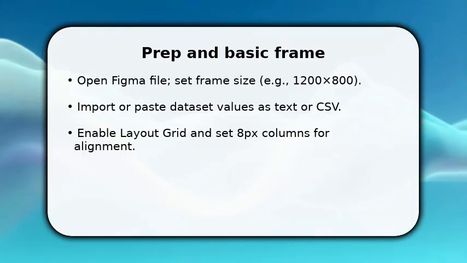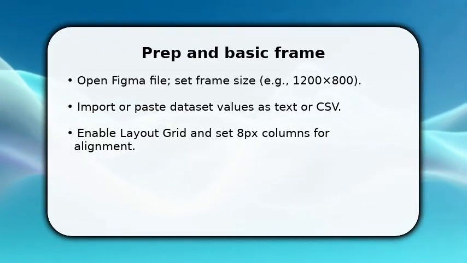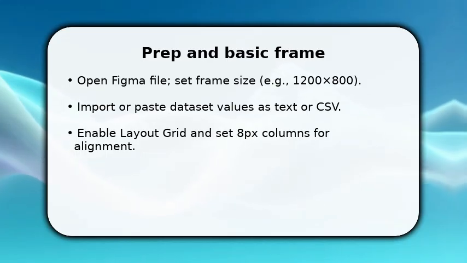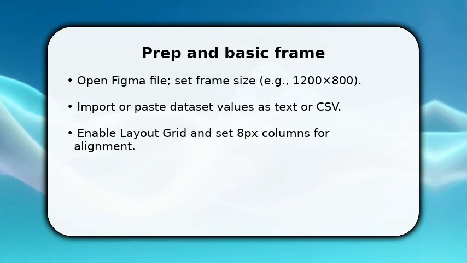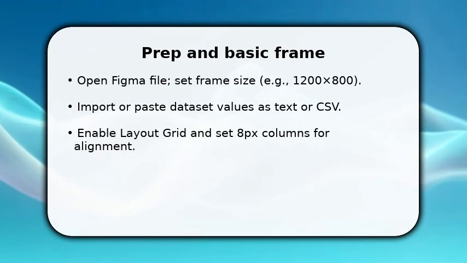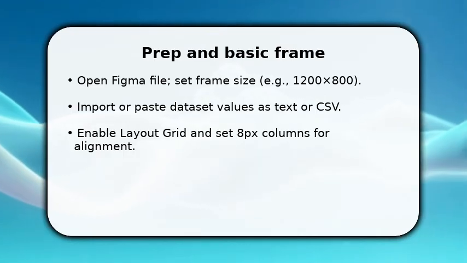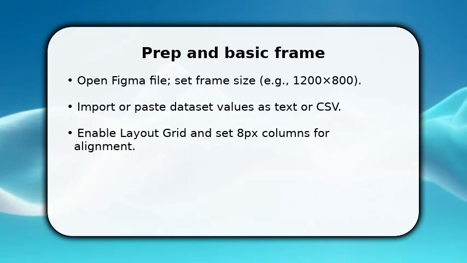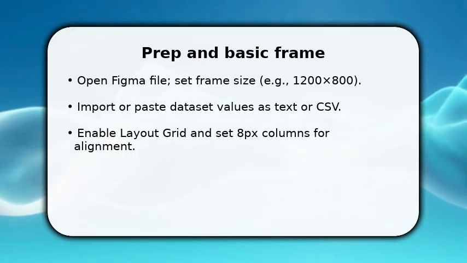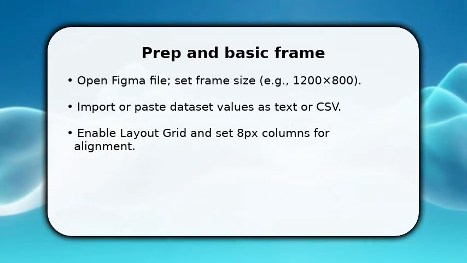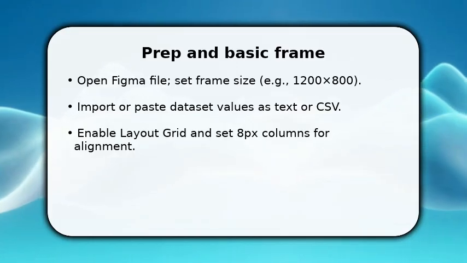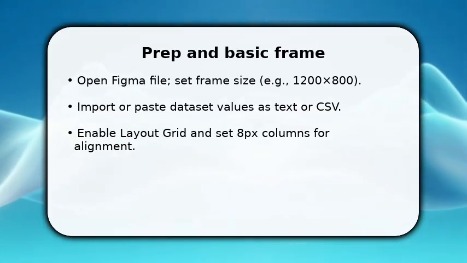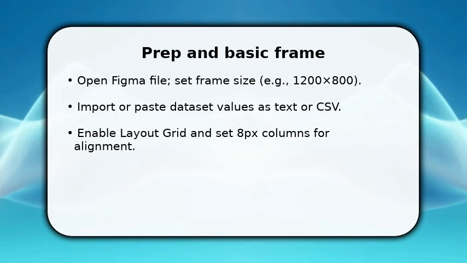You start by creating a frame sized for your graph, 1200 by 800 recommended, so spacing is predictable. Then paste your dataset or import a CSV into a text layer so you can reference exact values. This avoids eyeballing. Once done, enable an 8px layout grid to align axes and bars precisely. You're not setting styles yet. You're creating a reliable canvas and clean numeric source, so every subsequent step is consistent and fast.